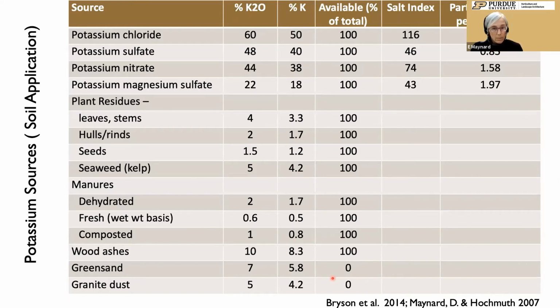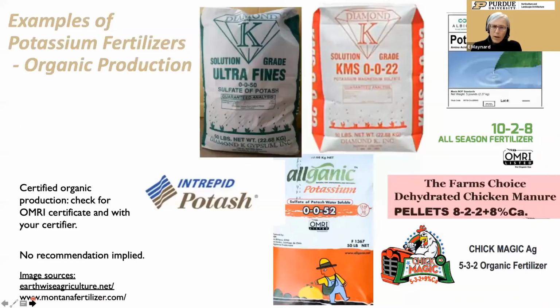So these materials are available in different formulations, different types of products. And on the next few slides, I have pictures of a few examples of those products. I wanted to show some examples of organic potassium fertilizers. Here's a sulfate of potash or potassium sulfate, and potassium magnesium sulfate. Both of these say they're solution grade, so that they could be mixed in a solution and applied through an irrigation system if you wanted.